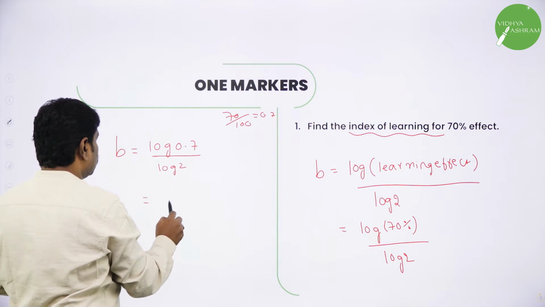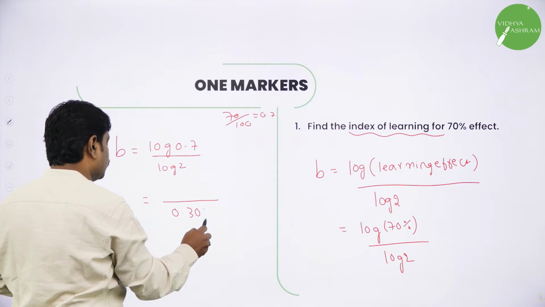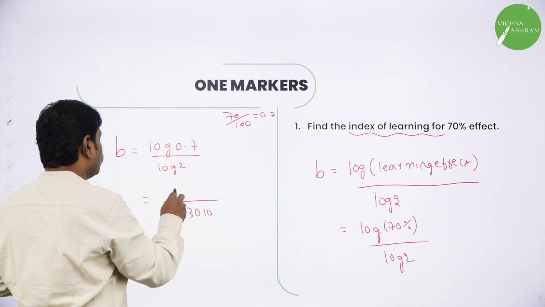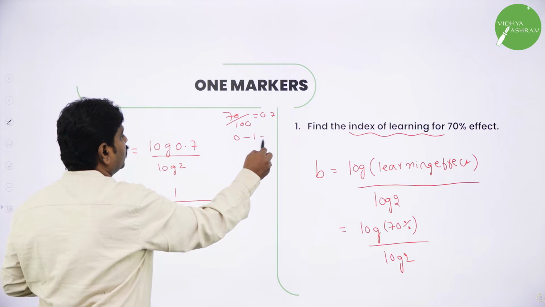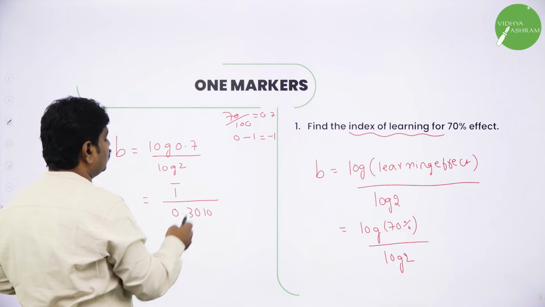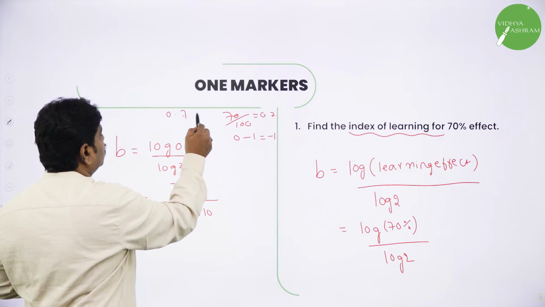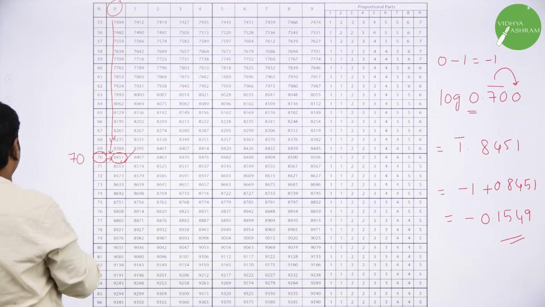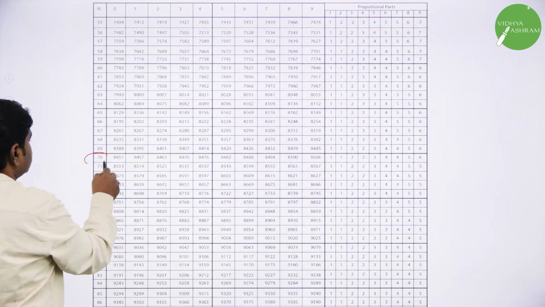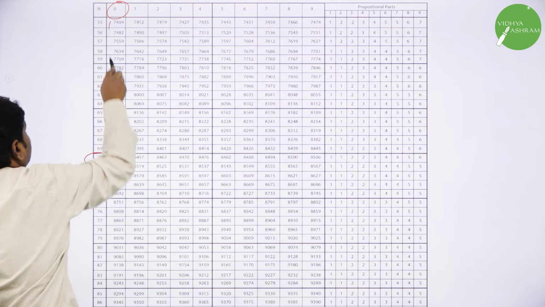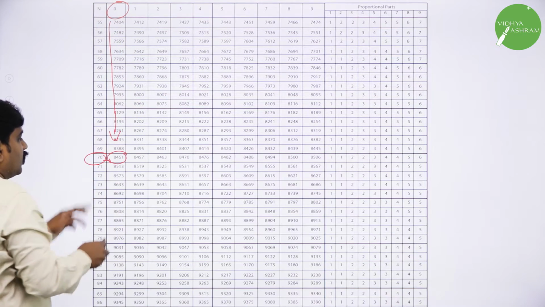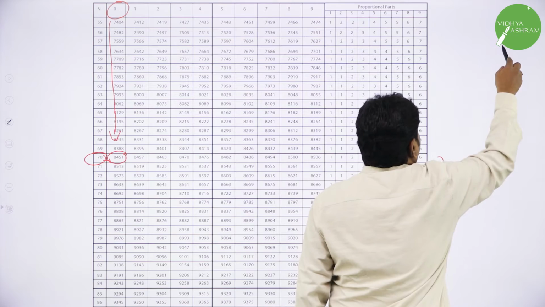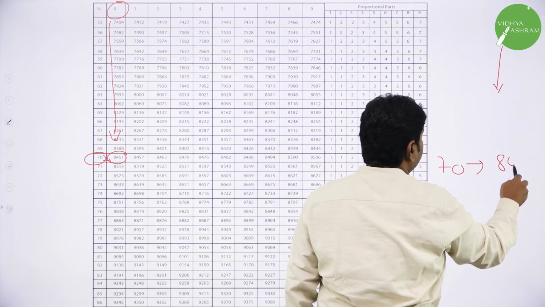And I told you the log 2 value is 0.3010. And before the decimal, how many digits? 0 digits. 0 minus 1 gives minus 1, which means bar 1. Then 70 under 0: again we go back to the logarithm table, and here 70 is here and 0 is here. If you open your log book, the number you can see is 8451.